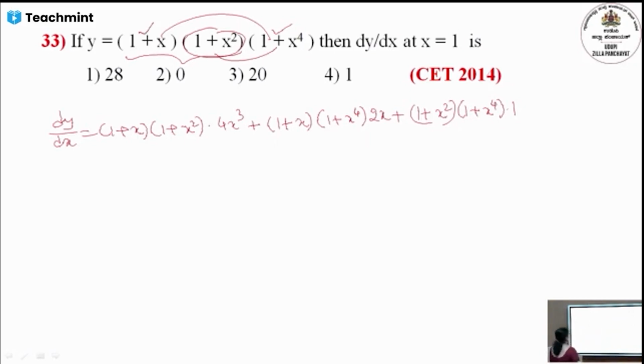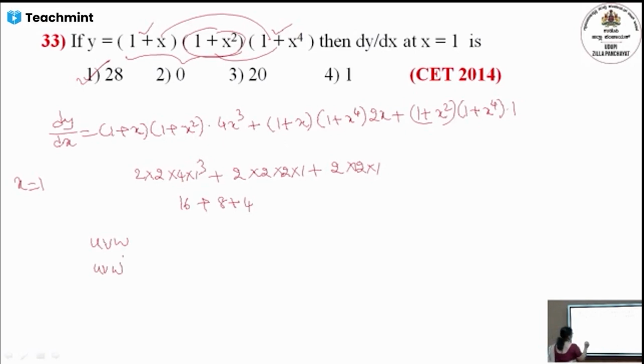So I have to put x is equal to 1. When I put x equal to 1, what do I get? 1 plus 1, 2. This is also 2. 4 into 1 cube. Here it is 2, 2, 2 into 1. Here it is 2, 2 into 1. So this is 16 plus 8 plus 4. How much will that be? 28. So that is the answer. So I'm using the UVW rule here. How do you differentiate UVW? UV into derivative of W, UW into derivative of V.